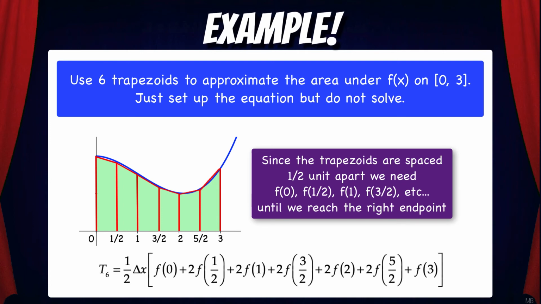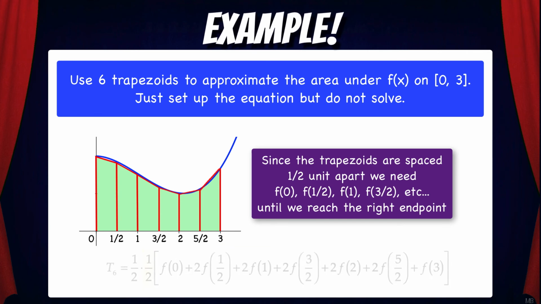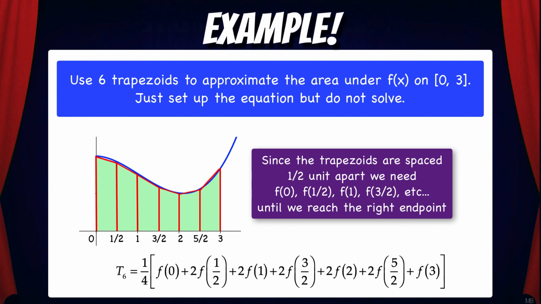T sub 6 equals 1/2 delta x times the quantity of f of 0 plus 2 f of 1/2 plus 2 f of 1 plus 2 f of 3/2 plus 2 f of 2 plus 2 f of 5/2 plus f of 3. Note that all of the middle terms are doubled. Then we can substitute delta x into the equation and multiply it times the 1/2 that's already there to get 1/4. And this equation here is the setup that we can use to figure out the approximation of the area under the curve using 6 trapezoids. We could plug this into a calculator to solve for all of the function values and get a numerical answer.